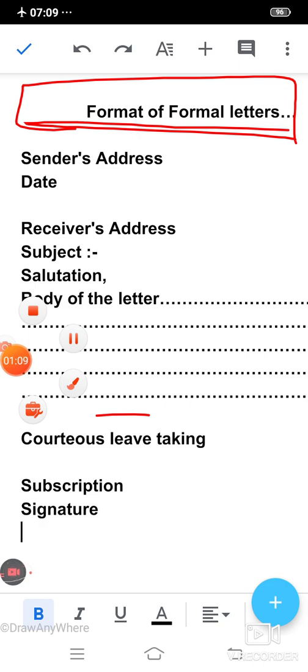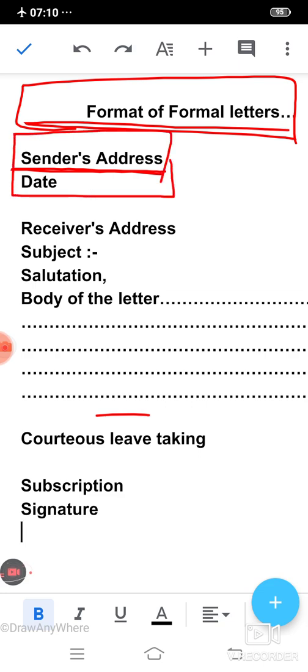The first thing which is written in a formal letter is the sender's address. Sender's address means the address of the person who is writing the letter. We write the address of that particular person at the start of the letter, on the left side of the page. After the sender's address we write the date, and the date must be the date on which we are writing the letter to a person.